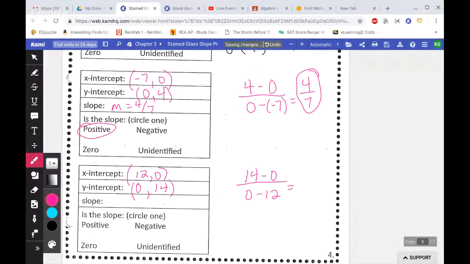Okay, Mary Faith, it would look like that. 14 over negative 12. And then I'm going to reduce by dividing both by 2. And I would get negative 7/6. And the slope is negative.